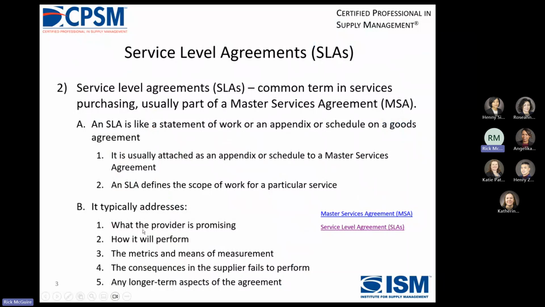It typically addresses things like what the provider is promising, how it will perform, the metrics that you're going to use to measure it, consequences if the supplier fails to perform, usually we're going to fine you, and any longer term aspects of the agreement.